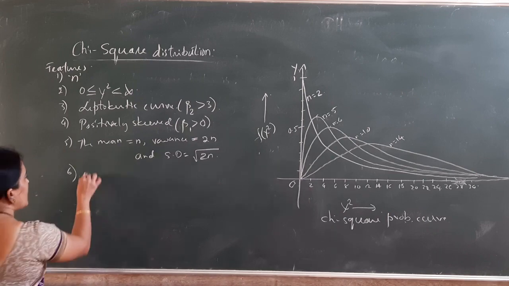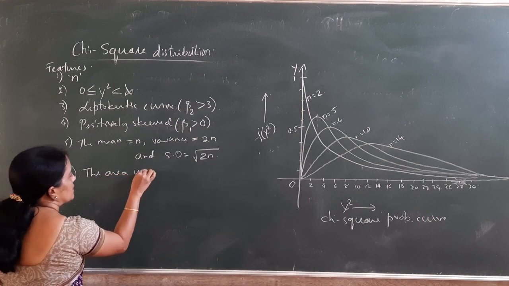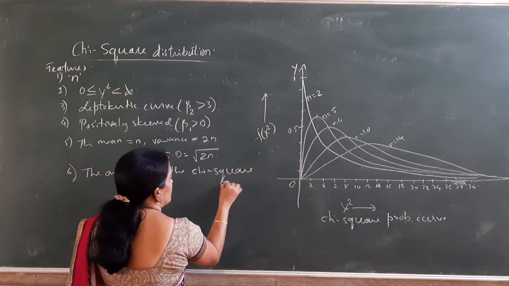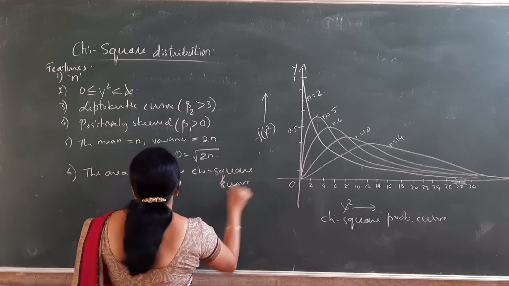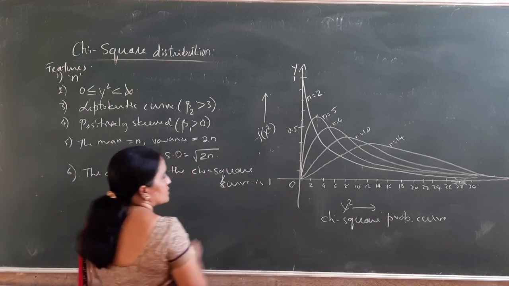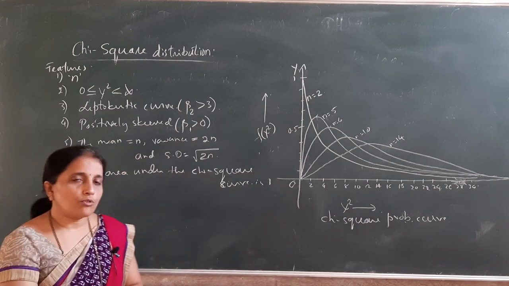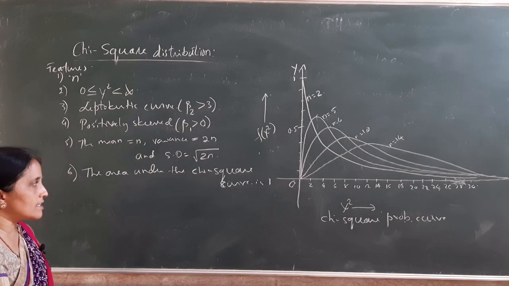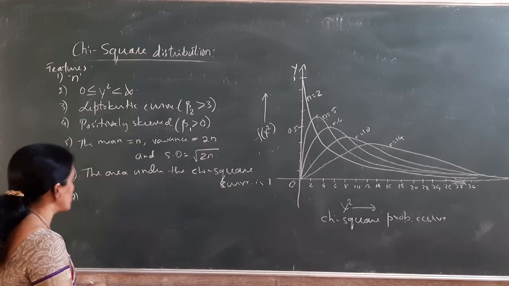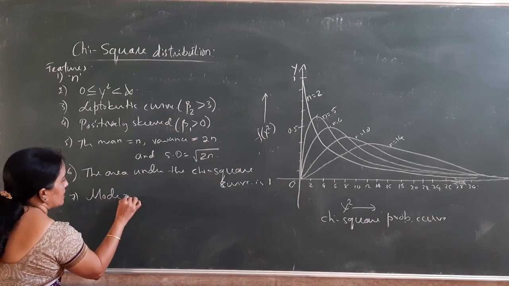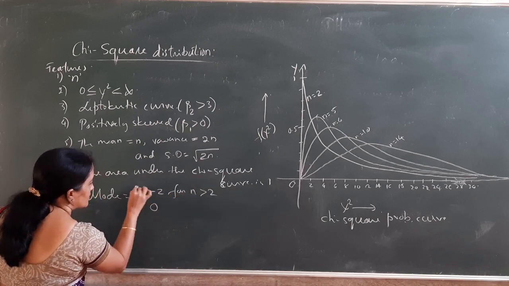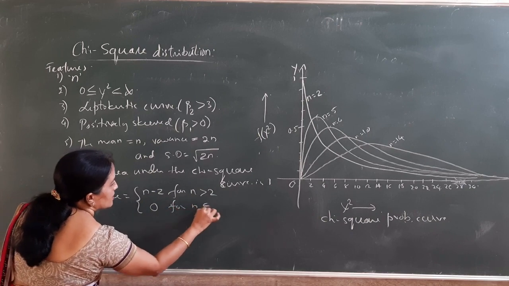Next, the area under the chi-square curve is 1. Like the normal distribution or standard normal distribution, here also the area under the chi-square curve is 1. Next, what is the mode of chi-square distribution? Here mode is given by n minus 2 for n greater than 2, and it is 0 for n less than or equal to 2.